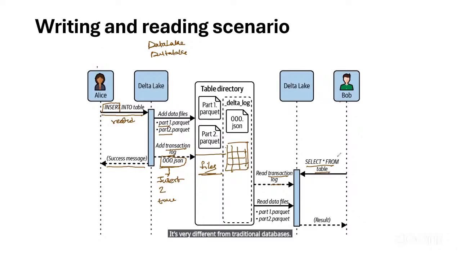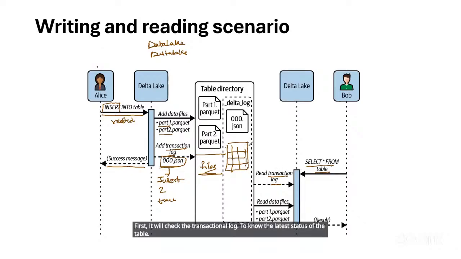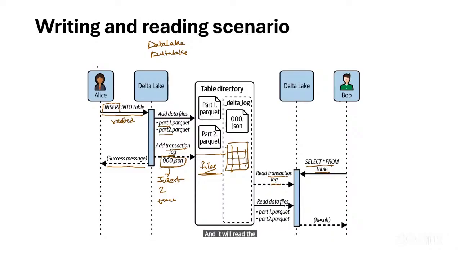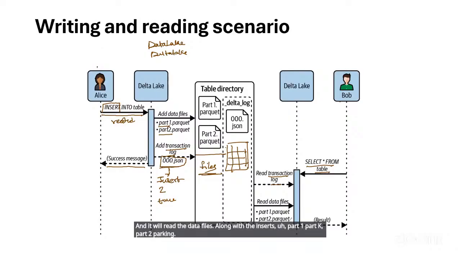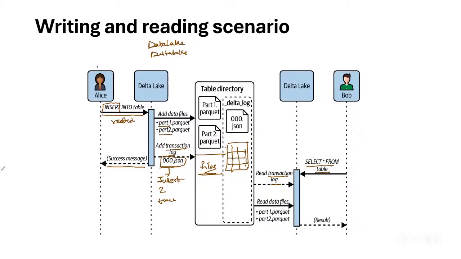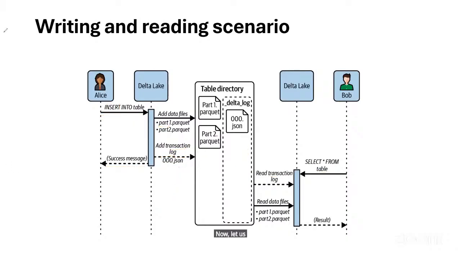Now when Bob tries to read it, first it will check the transaction log to know the latest status of the table. And it will read the data files along with the inserts, part 1 Parquet, part 2 Parquet. Now let us take one more scenario.